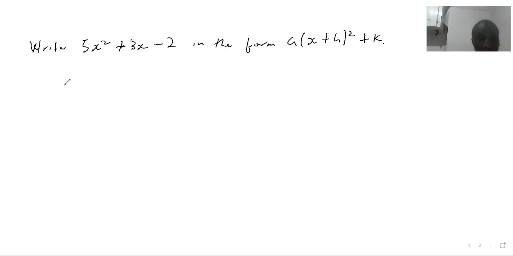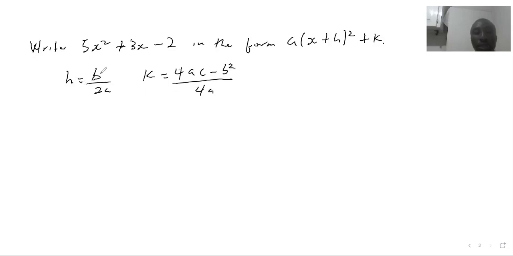That h is equal to b over 2a. It's very important to remember the formula. And k is equal to 4ac minus b squared all over 4a. So that's the first step. We need to remember the formula. If you are going to use the formula method, you need to remember the formula. Now, after you remember the formula, you write it down.